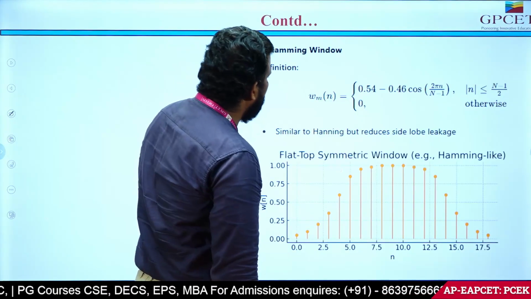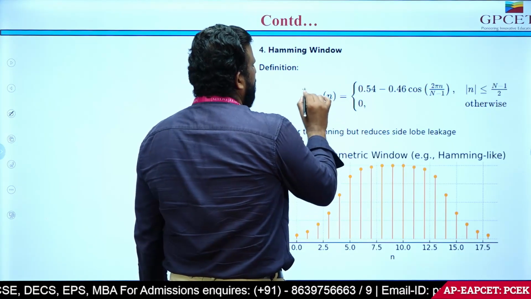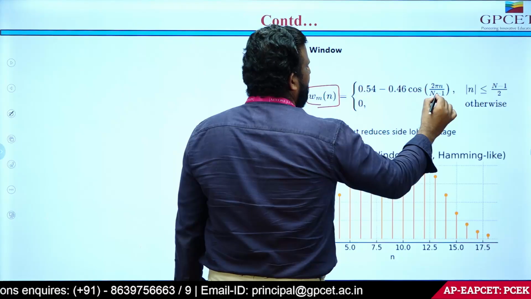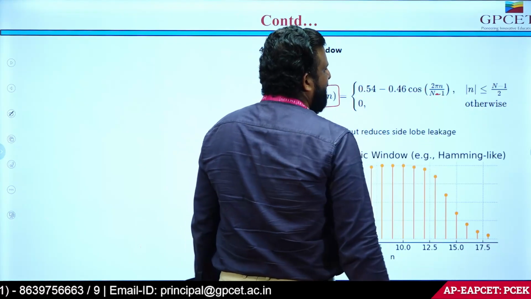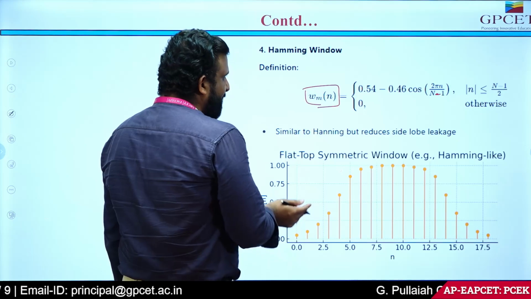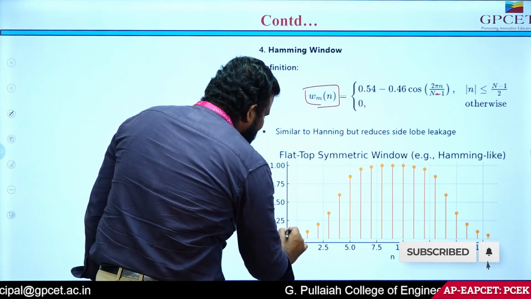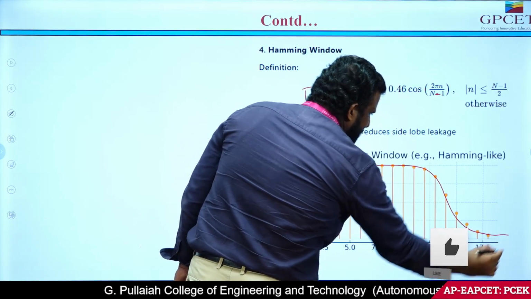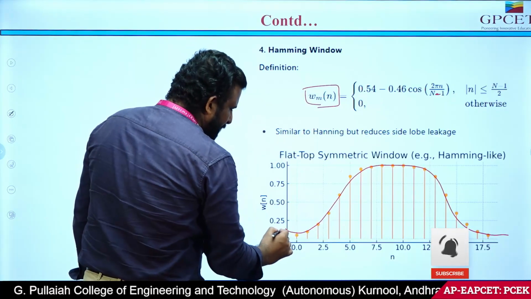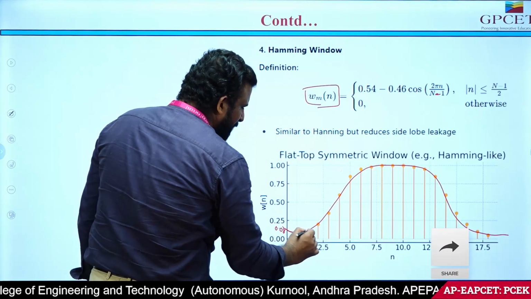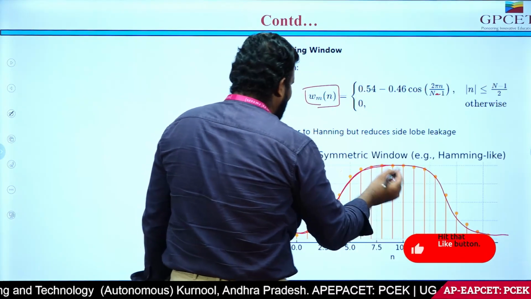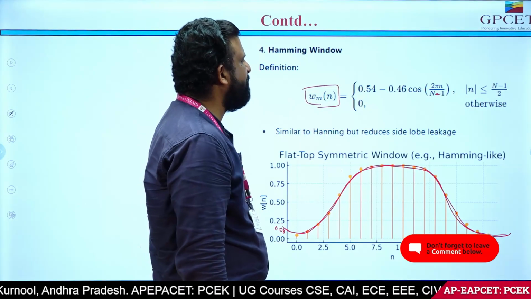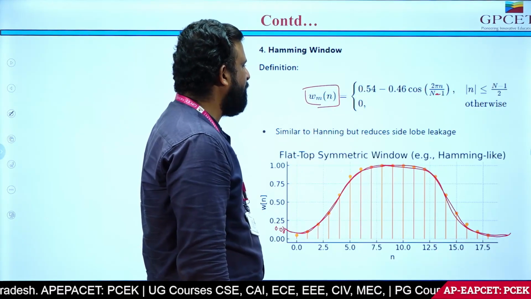Next one, the Hamming window. For this, I am indicating it with Wm of n, which is equal to 0.54 minus 0.46 cos of 2 pi n by (N minus 1), for mod n less than or equal to (N minus 1) by 2. And if you see here, when we compare this Hamming window with the Hanning window, the Hanning window starts from 0, but here it starts from 0.08, and it resembles a flat top symmetric window. And the condition is 0.54 minus 0.46 cos of 2 pi n by (N minus 1).